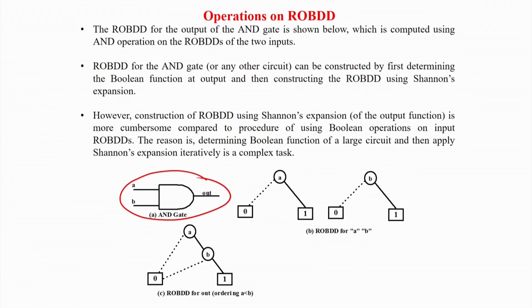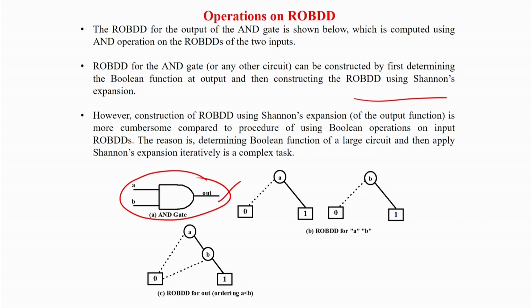Now, what can you do? So, this is the AND gate. Now, how can we do that? The second point says the ROBDD for the AND gate can be constructed by first determining the Boolean function at the output, that is, you find the Boolean function, then construct the ROBDD using Shannon's expansion. In another way we can say that you go for the binary decision tree kind of diagram and then tune it down.